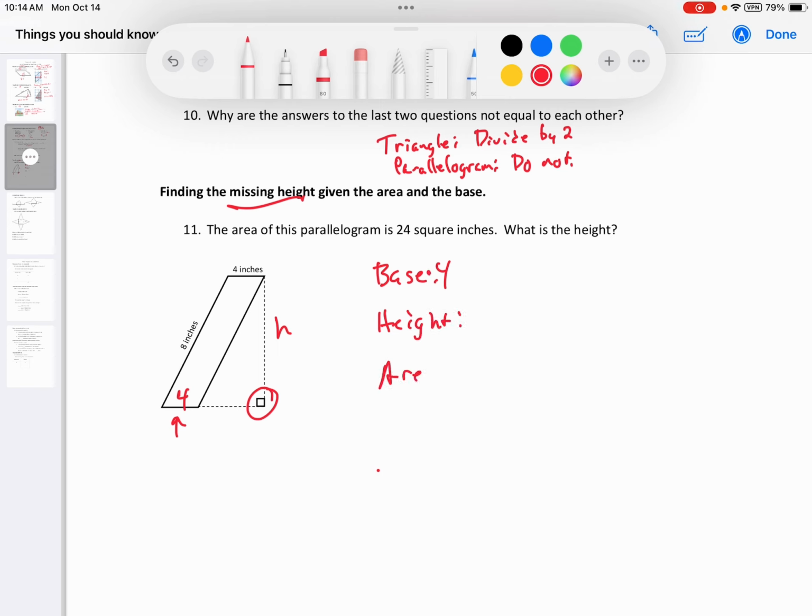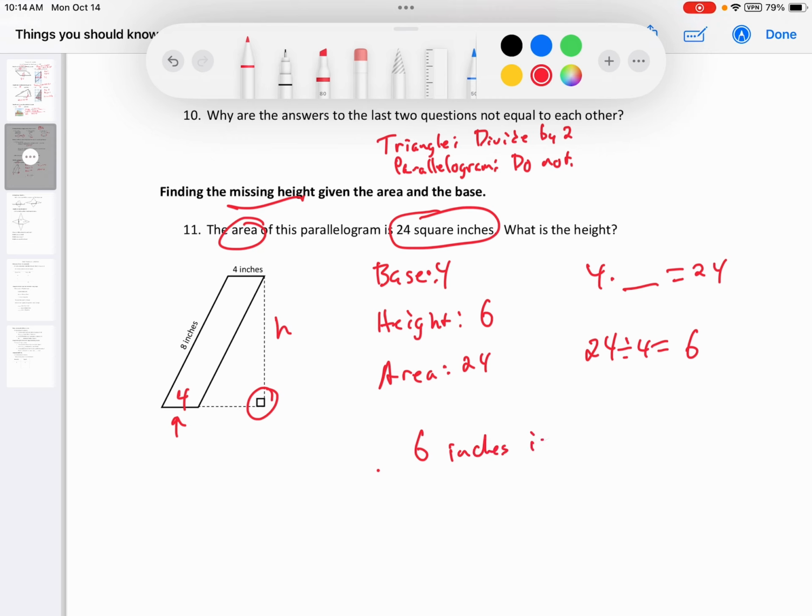And the area is 24, and I know that because it says the area is 24. So, I need to know 4 times what equals 24. Well, I happen to know what that is, but if you don't, the inverse of multiplying is dividing, so you would do 24 divided by 4. 24 divided by 4 is 6, therefore the height must be 6. 6 inches is the height. Let's move on.